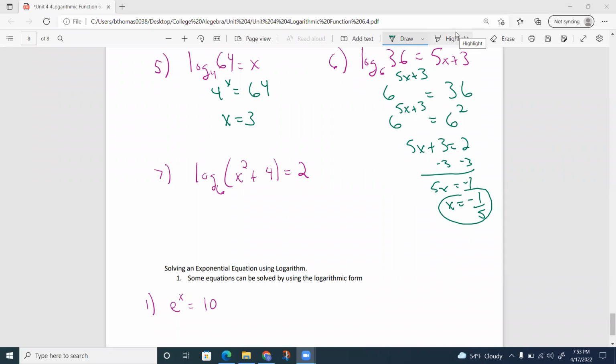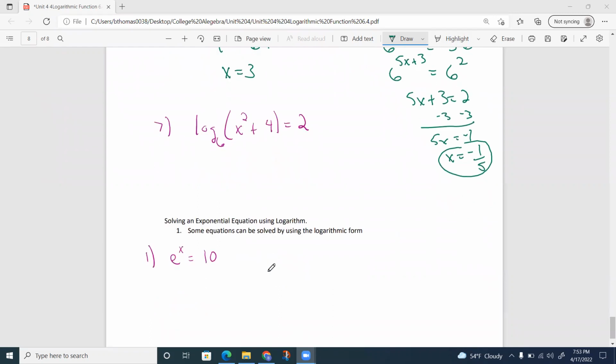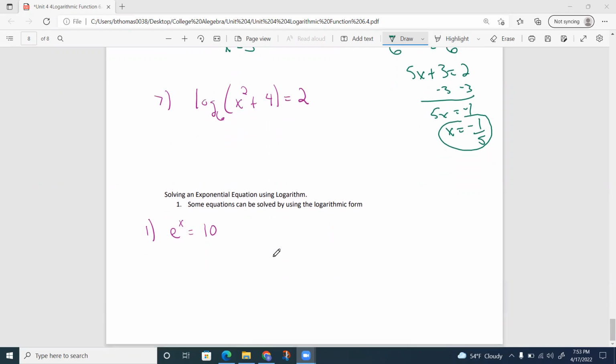So let's look at solving an exponential equation using a logarithm. Some equations, like I said, can be solved better by looking at the logarithmic form. So if we have e to the x equals 10, what we can do is change this into logarithmic form.